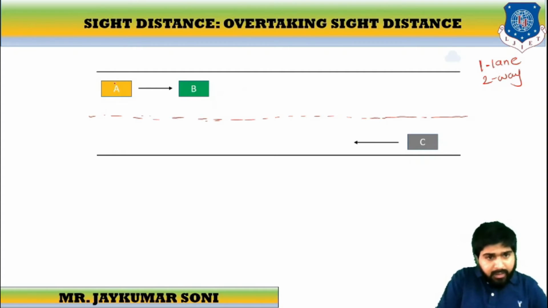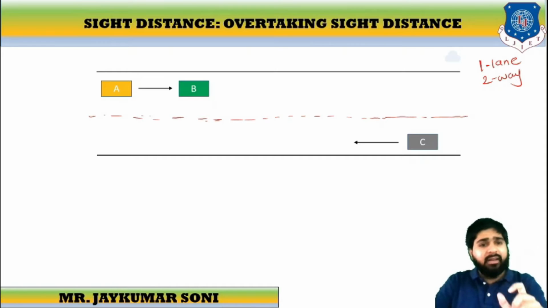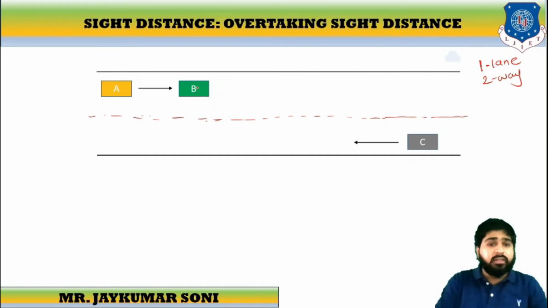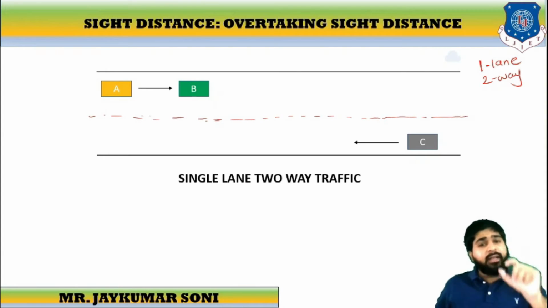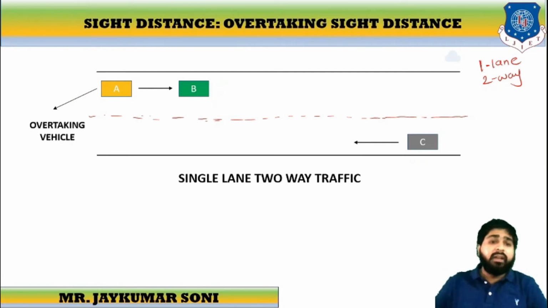Now, the driver of vehicle A observes that the driver of vehicle B is driving very slowly, meaning the speed of vehicle B is quite slower than vehicle A. And due to certain reasons, the driver of vehicle A thinks that he should overtake vehicle B. Now, as vehicle B's speed is lower than vehicle A and vehicle A will try to overtake vehicle B, we will rename vehicle A as the overtaking vehicle, as it is going to overtake vehicle B. So vehicle A is called an overtaking vehicle.